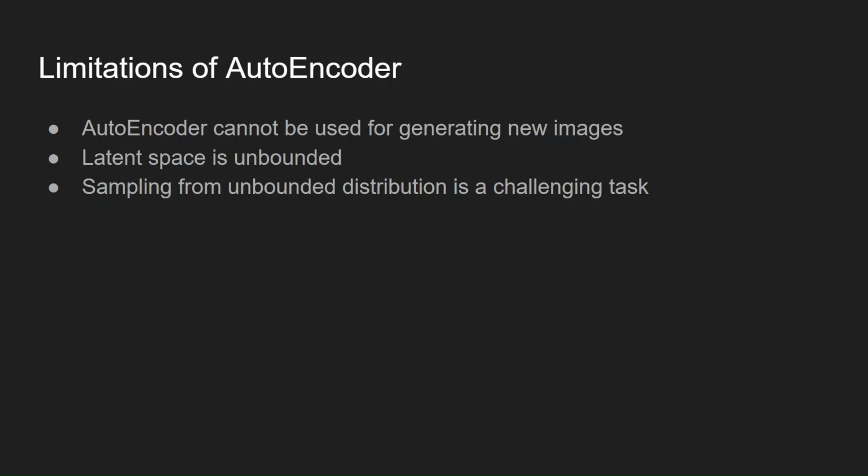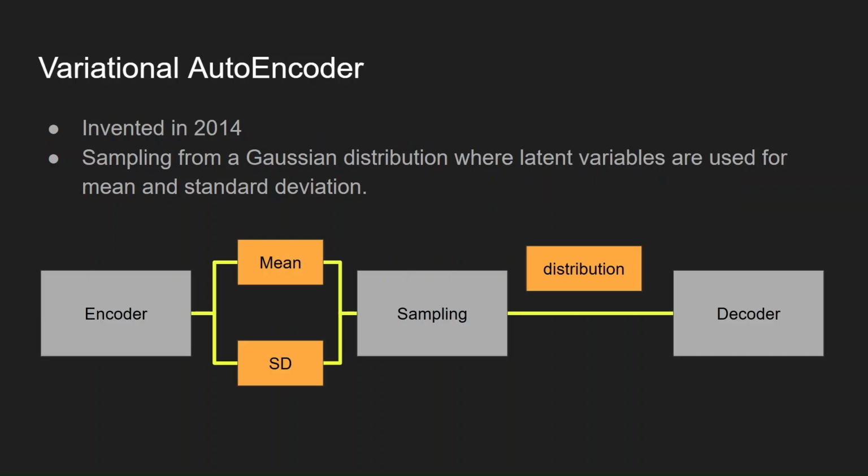So we need our latent space to belong to some distribution so that sampling becomes an easy process. One of the most commonly used distributions in all of machine learning and deep learning is the normal or Gaussian distribution. That's why variational autoencoder uses that distribution for sampling. Let's see the features of the variational autoencoder. They were invented in 2014. We are going to sample from a Gaussian distribution, and the latent variables will be used as mean and standard deviation. This is a general diagram of how variational autoencoder works.